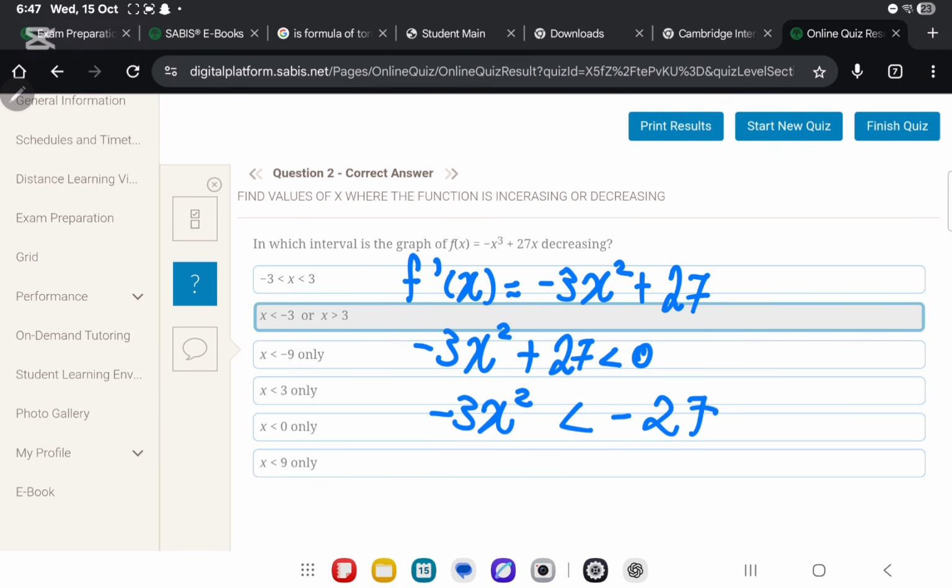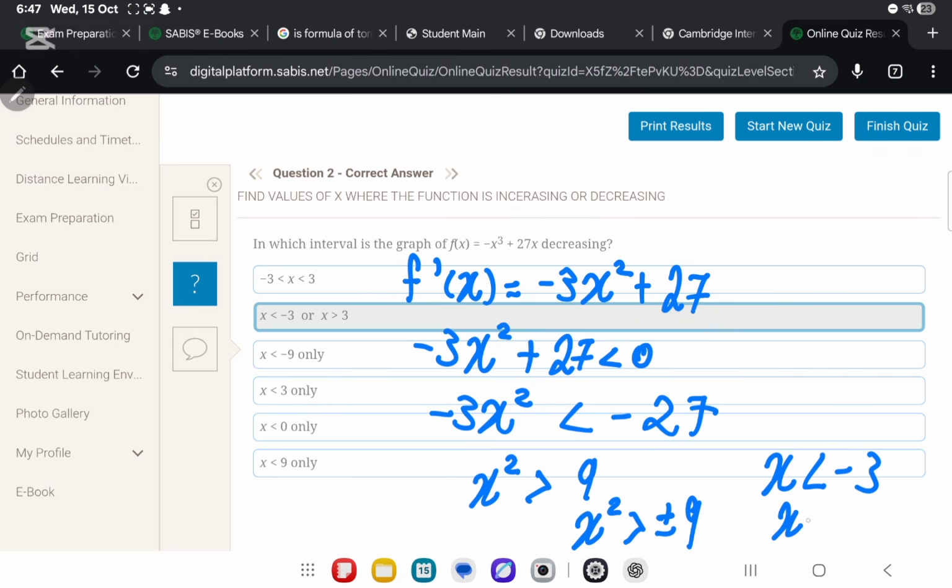You took it to the other side. Now you're gonna divide by negative 3 on both sides, and when you divide by a negative in an inequality, the inequality sign flips. So it's gonna be x squared is greater than negative 27 over negative 3, which is 9, right? So x squared is greater than 9. Okay, now whenever you have this, x is gonna be less than negative 3, and x is gonna be greater than positive 3.